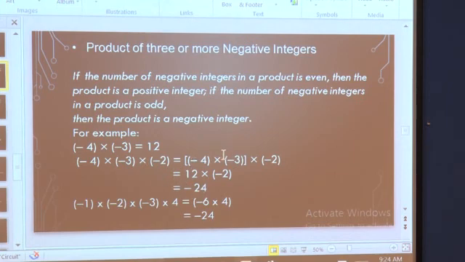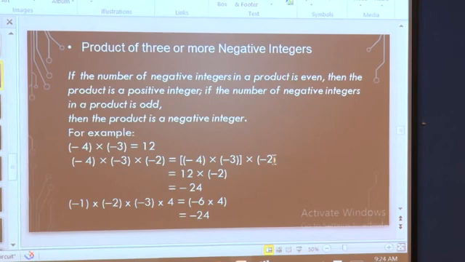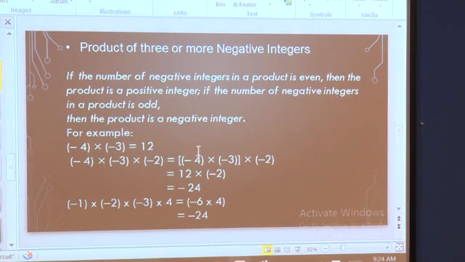So we will make a grouping of this, because we have learned many properties before. So -4 into -3, this is one group, multiplied by -2. So you can solve this. What will be the answer of this? Yes, 4 multiplied by 3 is 12. Since it is 2 times, minus multiplied by minus is plus 12. Multiplied by -2. So here we are multiplying the remaining integer, what is left over. So 12 multiplied by -2, very easy.